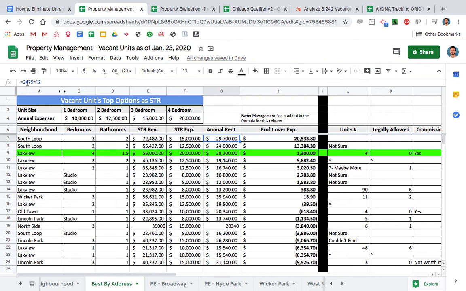It's $2,475 times 12. And what this is saying here is that the profit over expenses is going to be 20,000. Now let me make something abundantly clear. When I say profit over expenses, this number here, the annual rent, we're not paying rent.